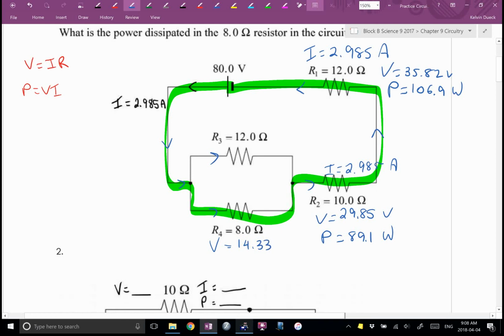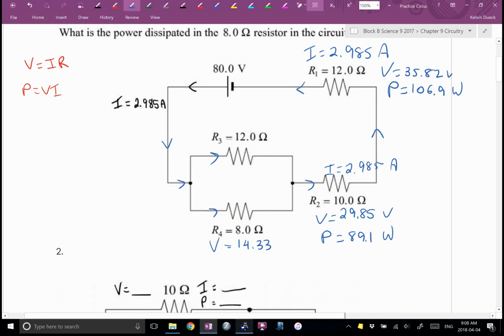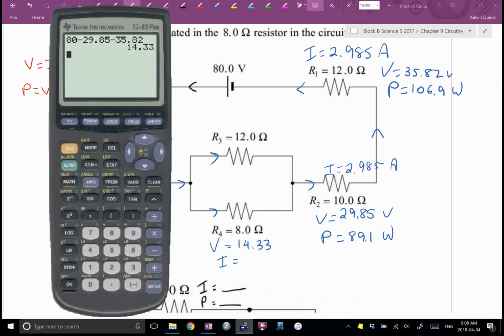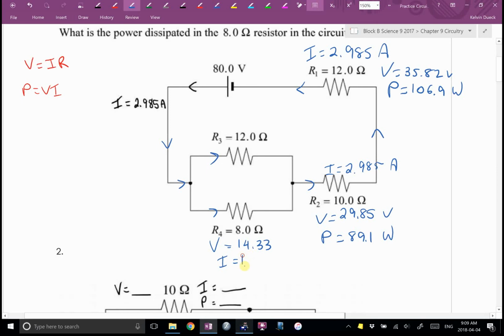Hey, do I know two things in that resistor? Then I can find everything. What's the current in this resistor? I know R, I know V. How do I find current? I equals V over R. 14.33 over 8. So the current is 1.79125. If you wrote 1.79 or 1.8, I'm okay with that.